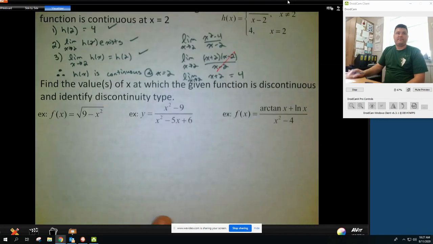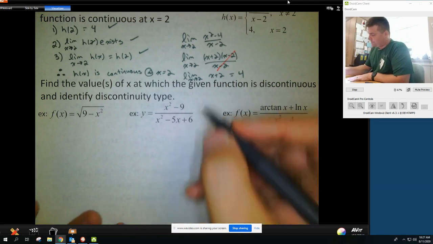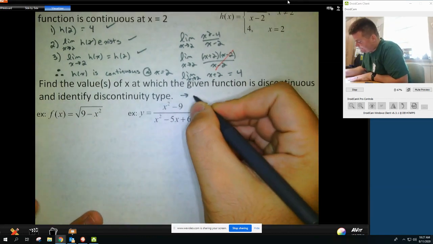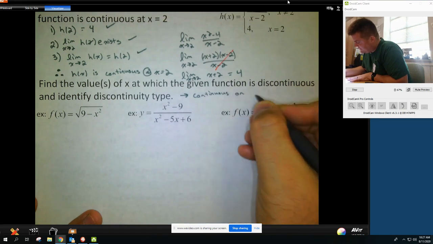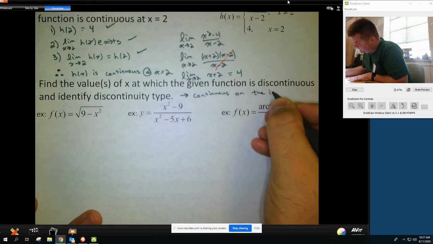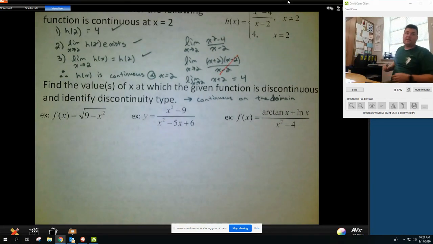All right. Find the values for x at which the given function is discontinuous and identify the discontinuity type. So this is kind of important. It needs to be continuous on the interval. Not on the interval, on the domain. What was I thinking? It needs to be continuous on the domain.